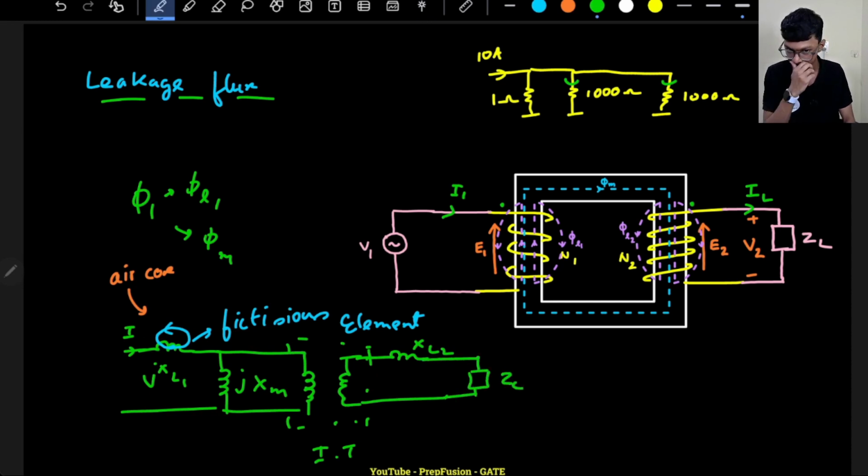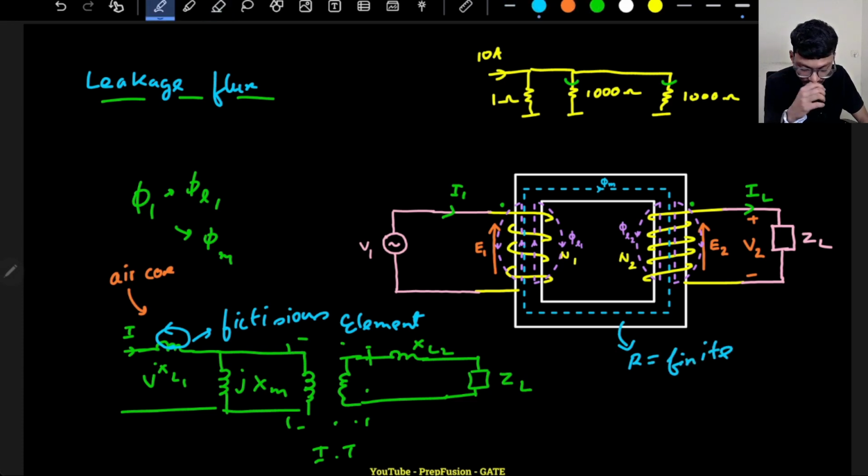That is totally fine. Okay, so this was about the leakage flux. Of course, why is there leakage? Because the reluctance of the core is finite. If the reluctance of the core had been infinite, then what would have happened?